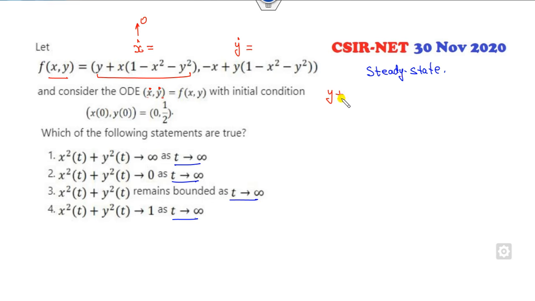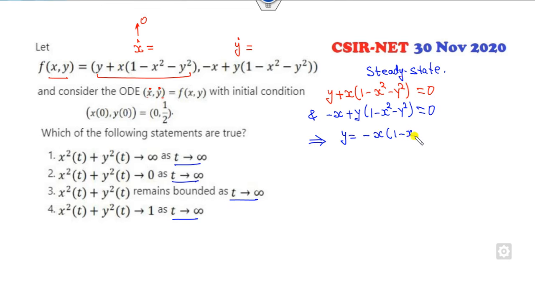That means y plus x(1 minus x square minus y square) is my 0, and minus x plus y of this case will be my 0. Fine. So if I simply say y is equal to minus x(1 minus x square minus y square), and x is equal to y(1 minus x square minus y square). So if I divide them, our target is to find the x square and y square.